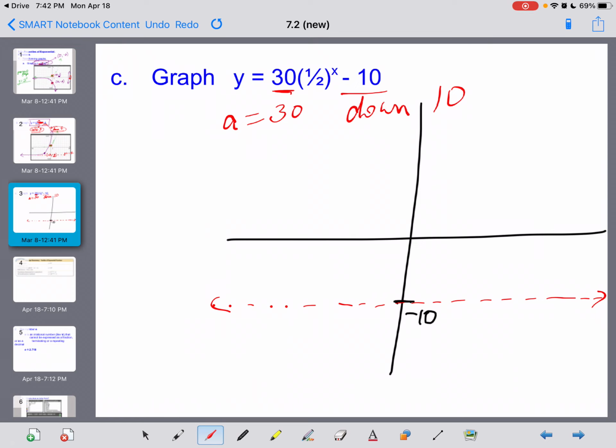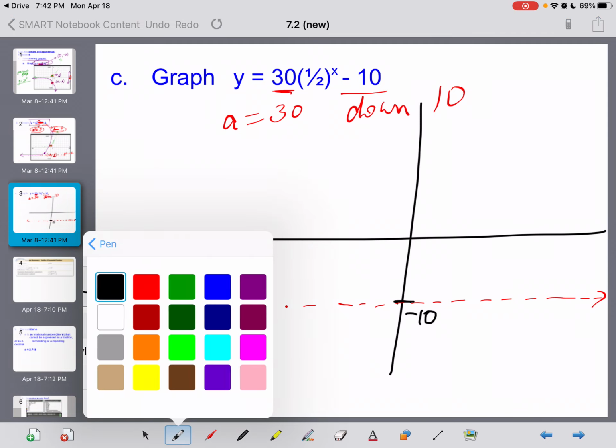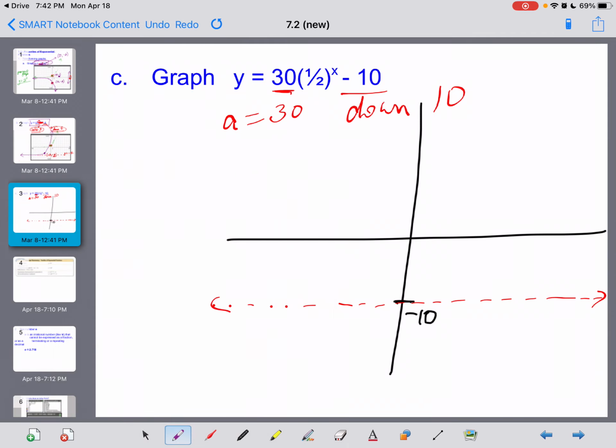Let's go ahead, though. I'm getting ahead of myself a little bit. Let's see what happens when we just think about plugging in a 0 into this function. We would start off by taking 1/2 to the 0 power, and again, anything to the 0 power is equal to 1. 1/2 to the 0 is 1, times 30, that gets us 30, but then we're going to subtract 10 from that value, and 20 is going to be our initial value.